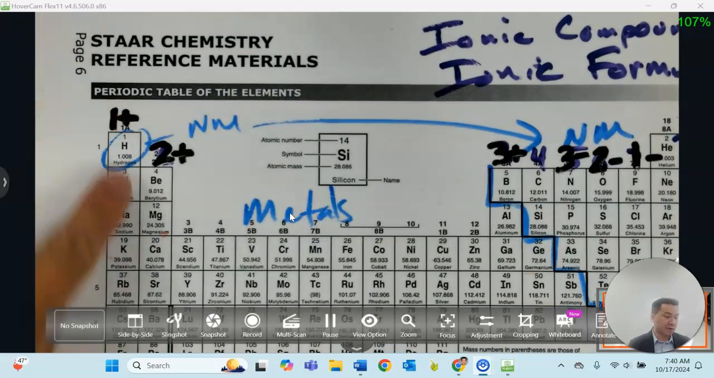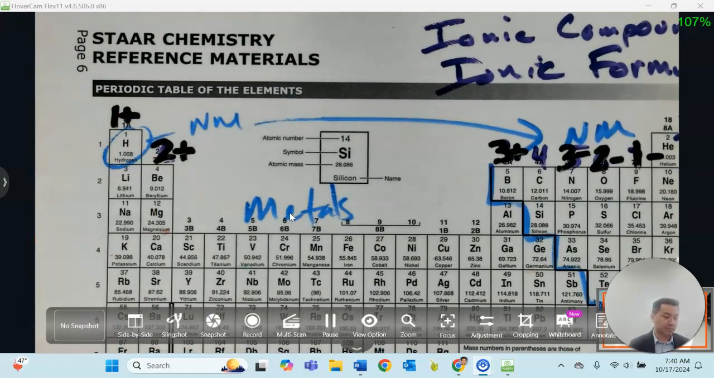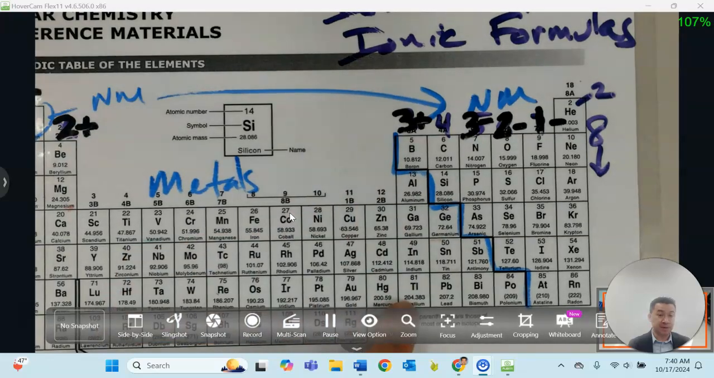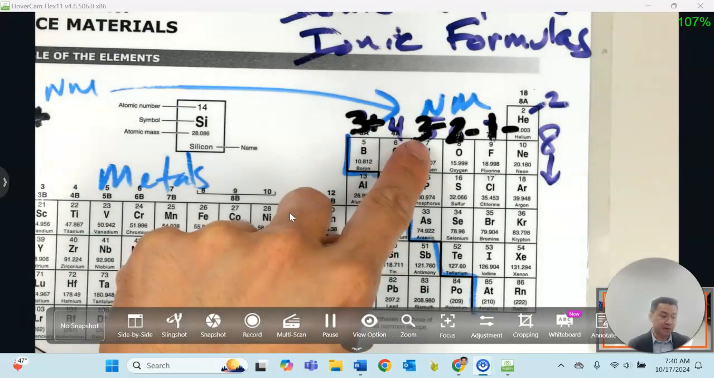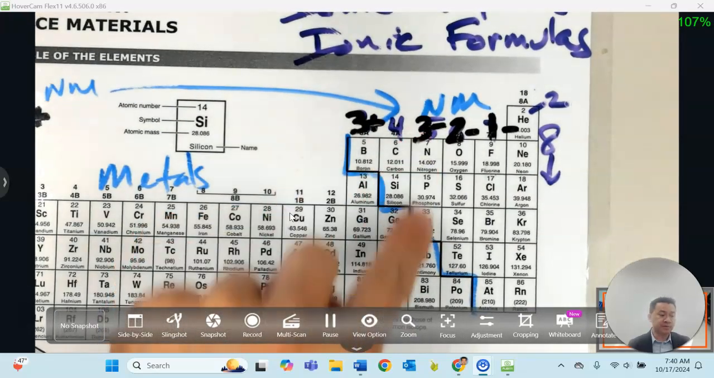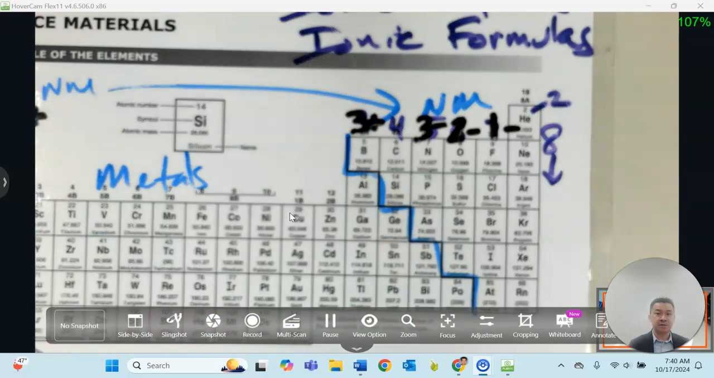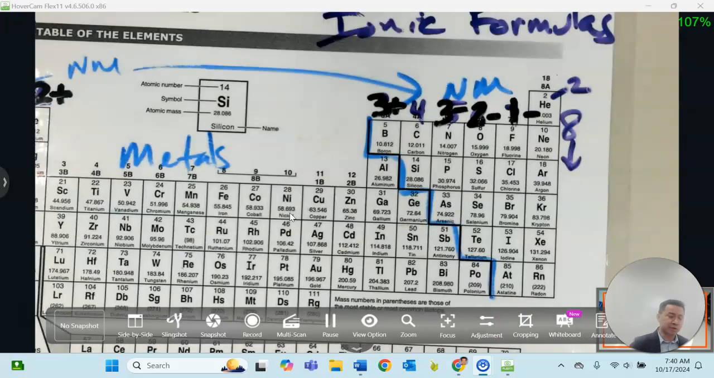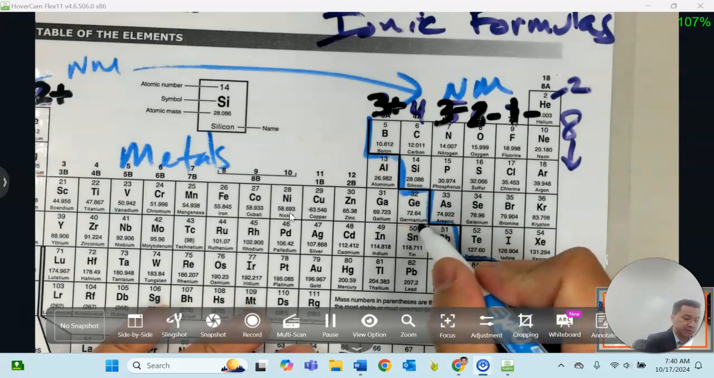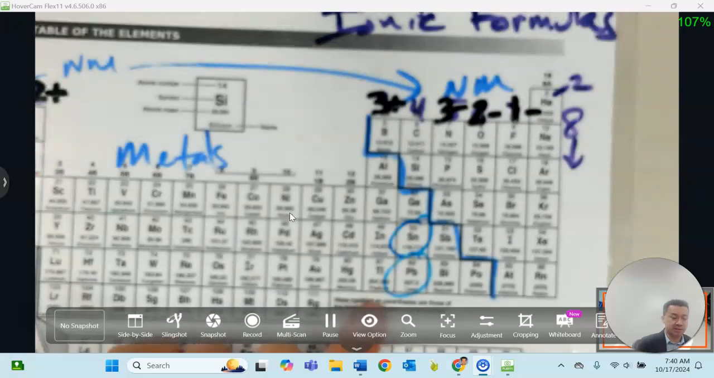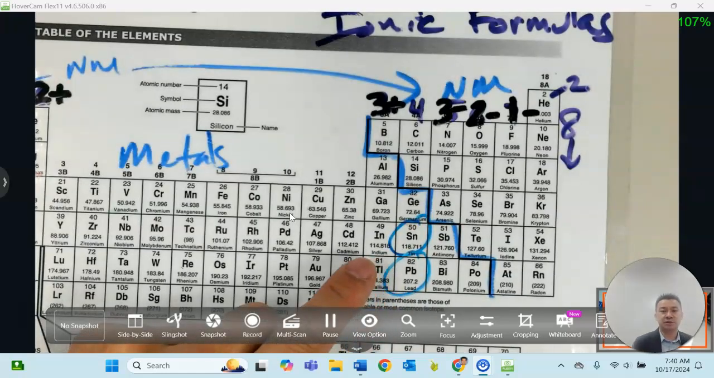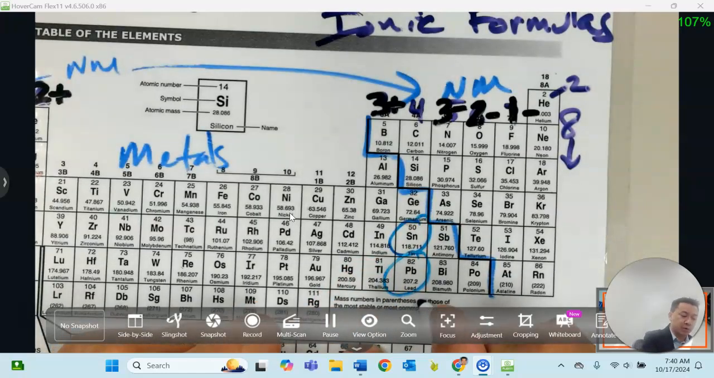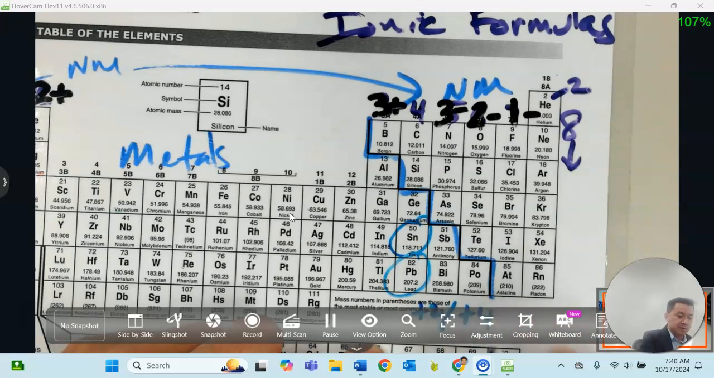Remember, group 1, 1 plus. Group 2, 2 plus. Group 13, 3 plus. Group 15, 3 minus. Group 16, 2 minus. Group 17, negative 1. And you'll remember that. Okay. A little tricky with group 14 here. Group 14, we have 2 here, down here. That's metal and non-metal. They're considered transition metals. They could have plus 2 or plus 4. So it's a little confusing.